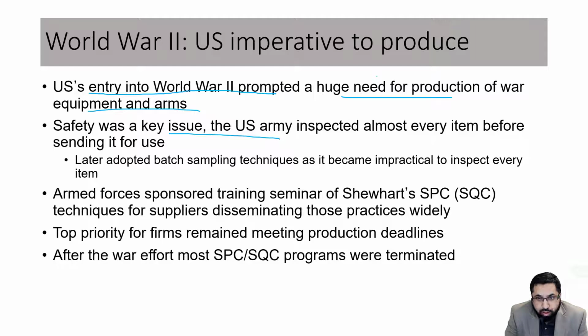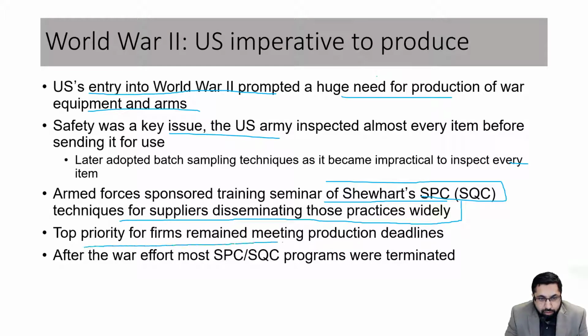And so the army inspected almost every item before sending it for use initially. Later, they adopted sampling techniques, which are called acceptance sampling, how much to sample and so forth. The army got help from statisticians, and so Shewhart's statistical process control approach started to be used in the manufacturing of arms.